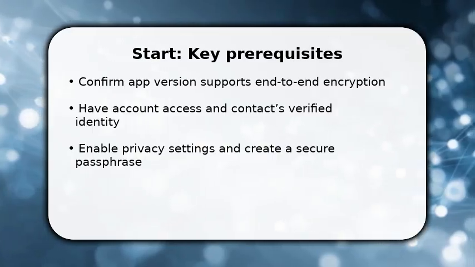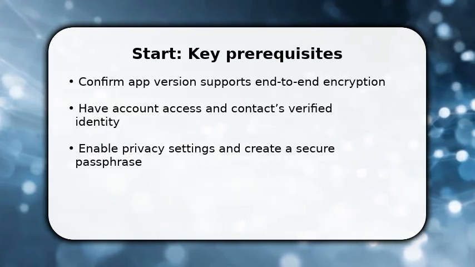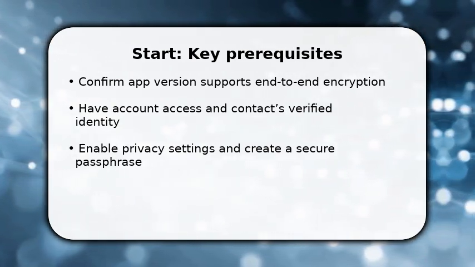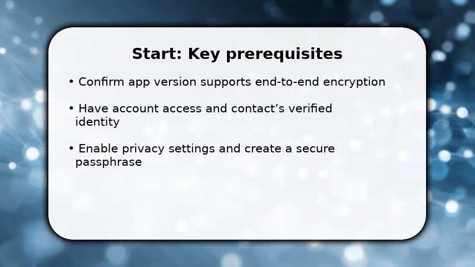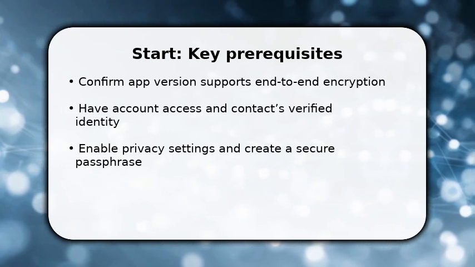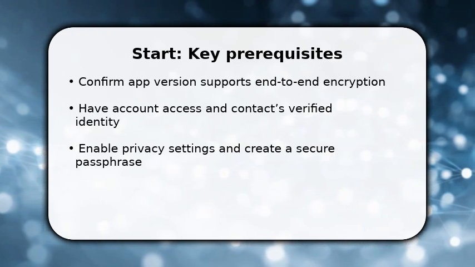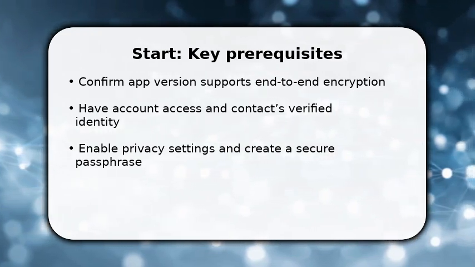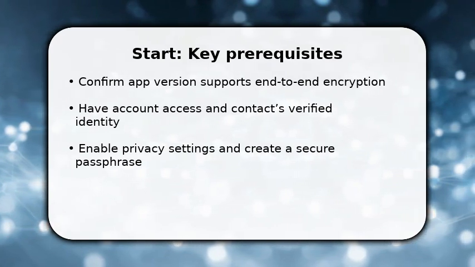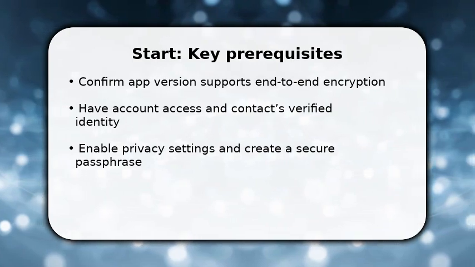You begin by verifying requirements. Update the messenger and confirm the recipient also supports end-to-end encryption. Once done, sign into your account and confirm the contact's identity using profile fingerprints or code verification so you avoid imposters. Next, enable the encryption feature in settings and create or confirm a secure passphrase. Make sure it's unique and stored safely. These first steps establish trust anchors and protect your key material before you generate or exchange encryption keys with contacts.